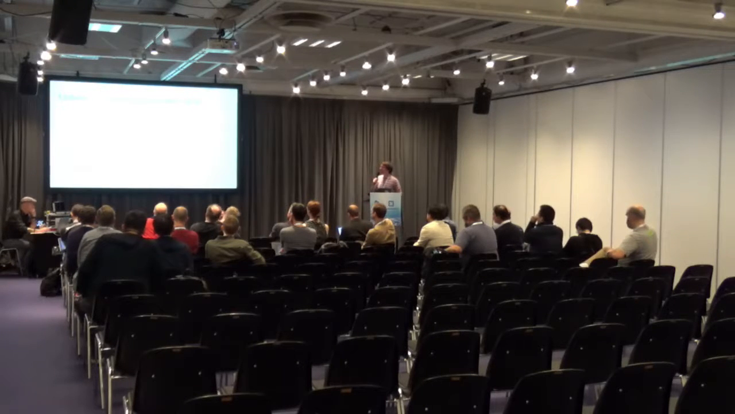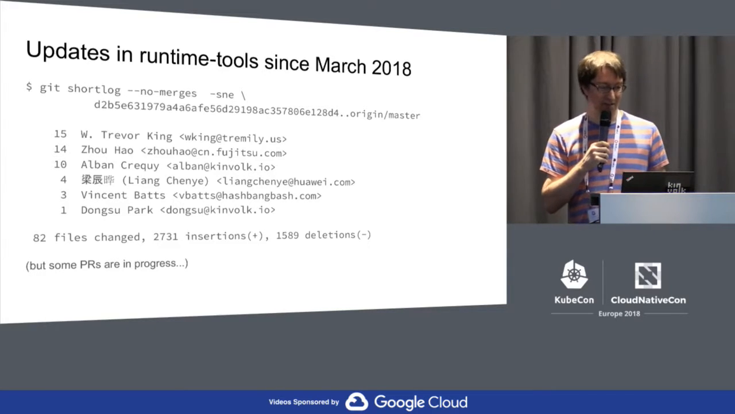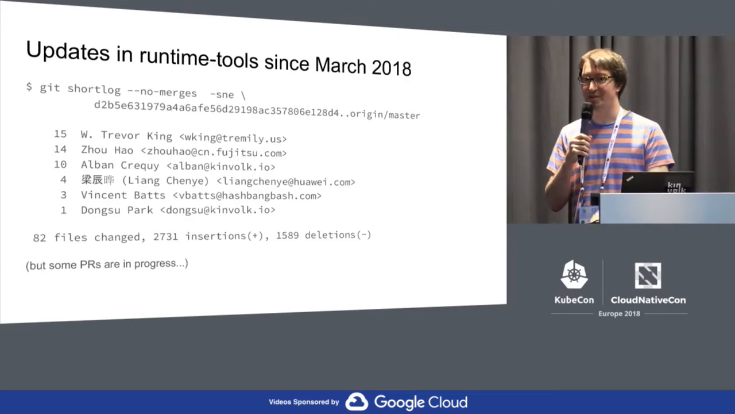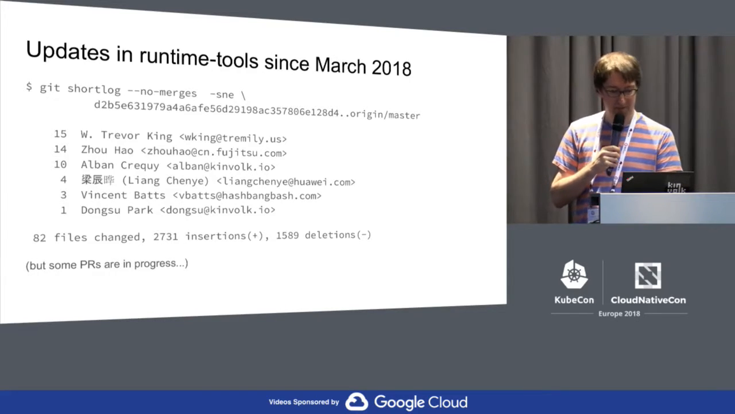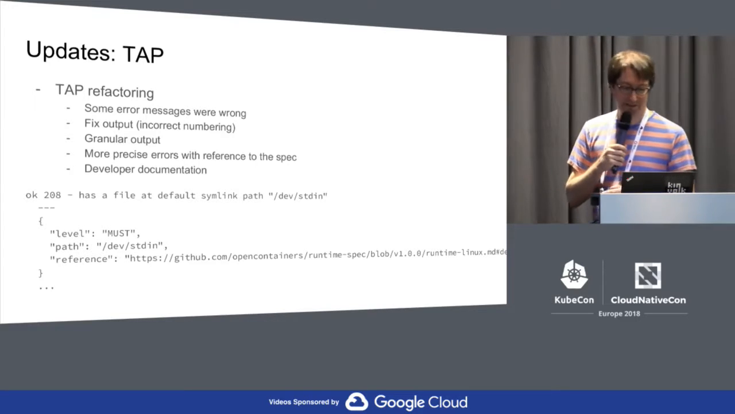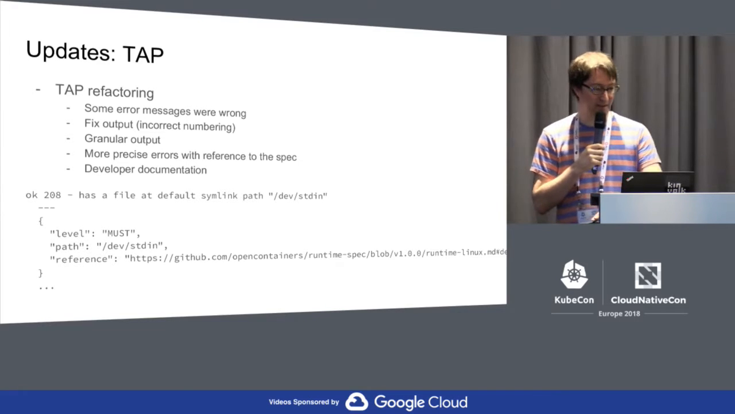Next slide is just a view of what changed on the repository in the last 2 months. So it shows contributors and number of files changed, and there are a few pull requests in progress, so it doesn't show everything. And then I have maybe 4 slides about different kinds of change that happened.